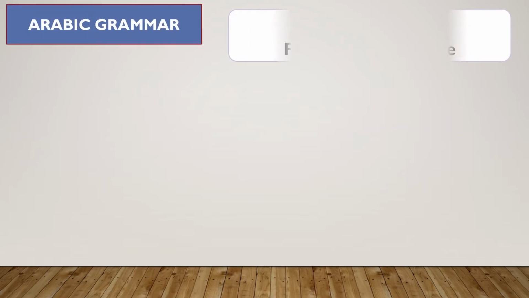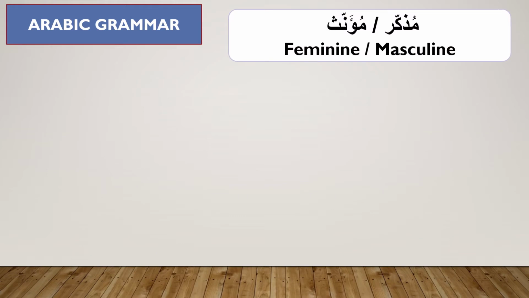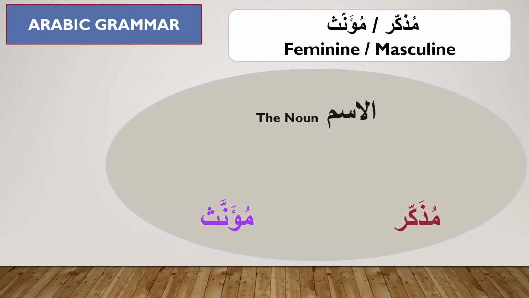Today's lesson is about مذكر and مؤنث. مذكر, masculine, مؤنث, feminine. The noun in Arabic language in terms of gender will be مذكر or مؤنث.